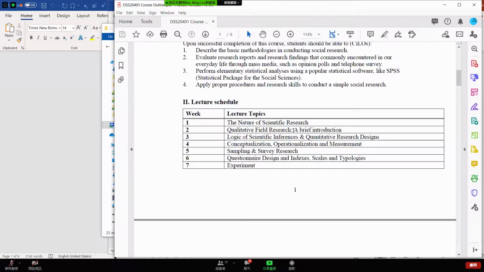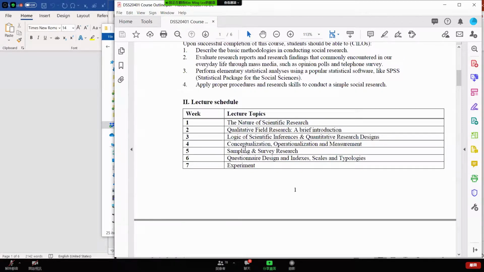Sir? Yeah, Mr. Lee. Is qualitative research about reasoning? Both are about reasoning. All the research methods are about reasoning. Later on, I will talk more about that. Maybe we just go through the outline first.